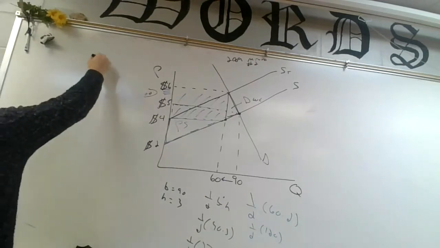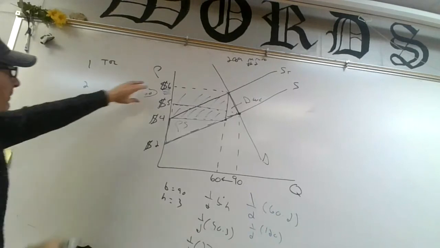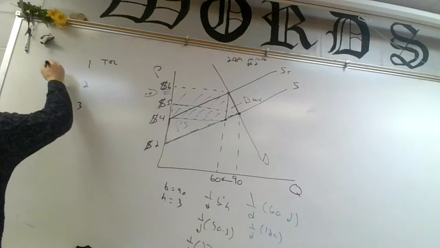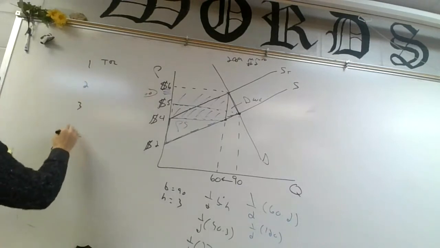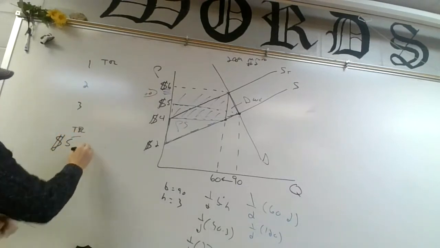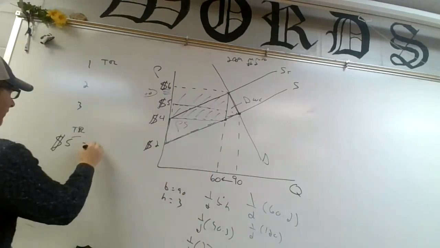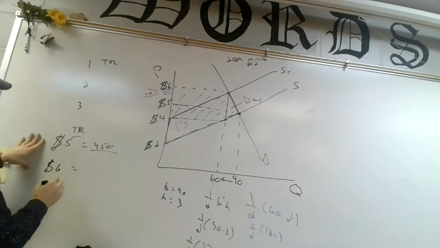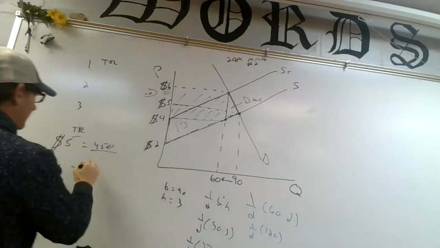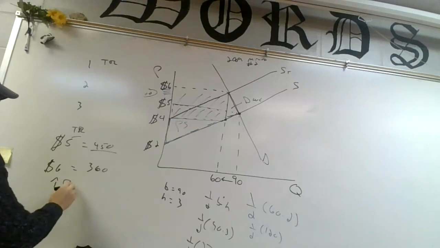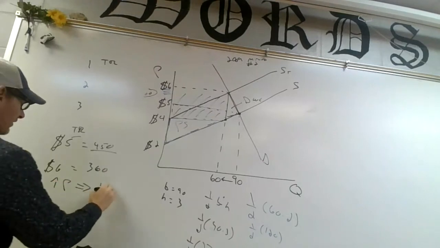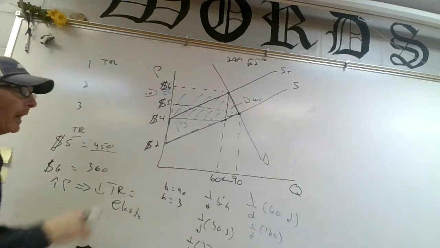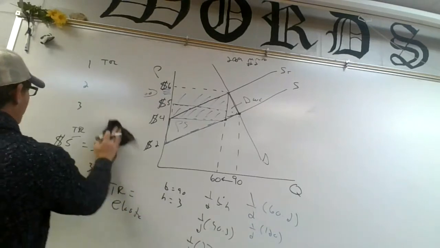Let me do C real fast. There are three ways we can do the elasticity. First, the total revenue way. Total revenue at $5 was 5 times 90, which is $450. Then we go up to $6, so we've raised the price, and 6 times 60 is $360. When an increase in price leads to a decrease in total revenue, that means it's an elastic good. That's the total revenue way.